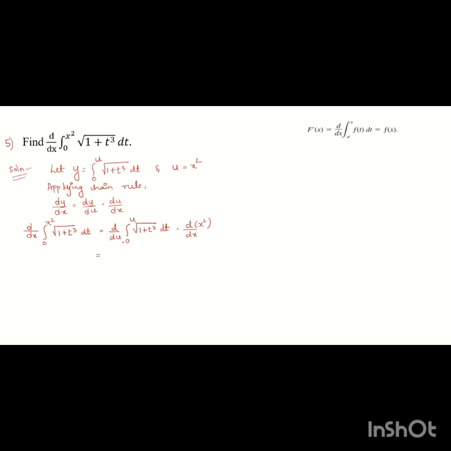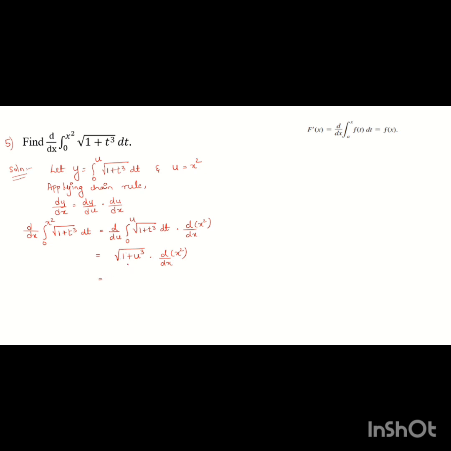So you can compare this with the integral formula d by dx, integral a to x f of t dt, which can be replaced by f of x. So here f of x value is square root of 1 plus t cube, where t has to be replaced by u. So it is u cube, and d by dx of x square as it is.